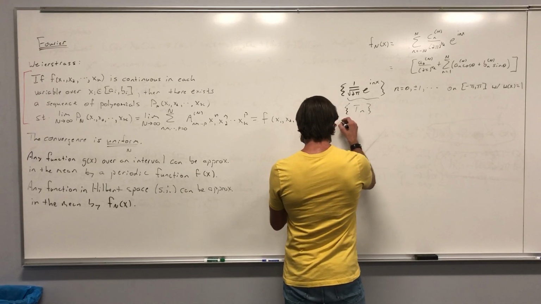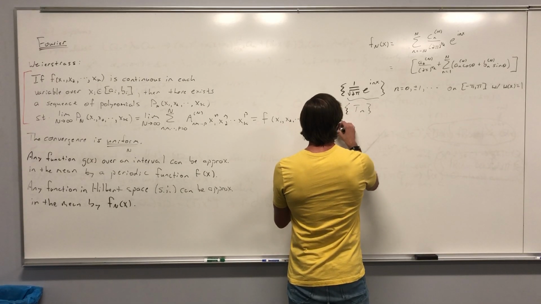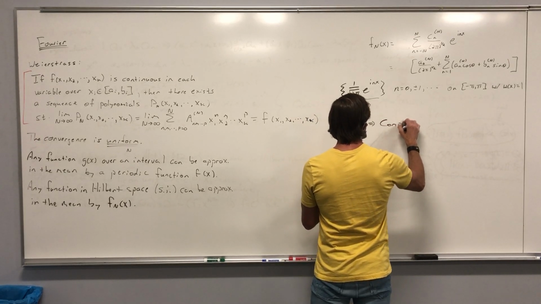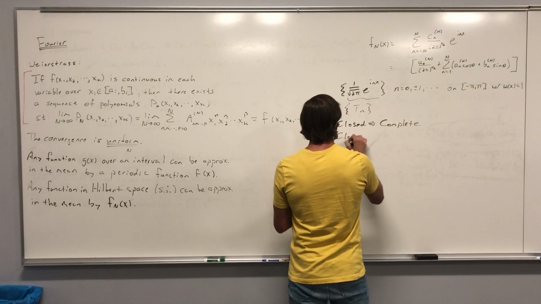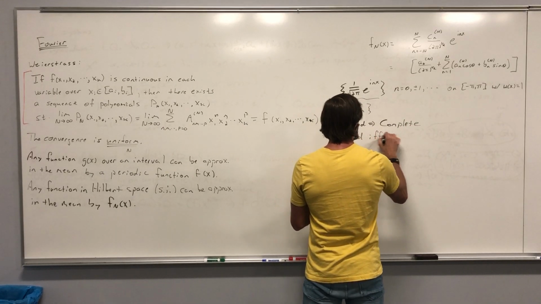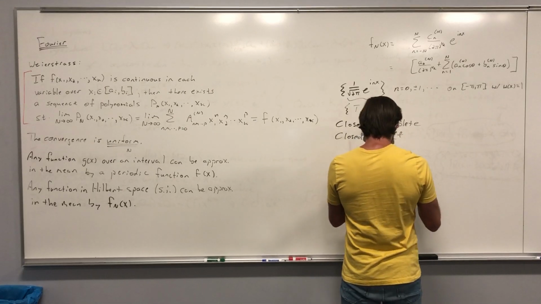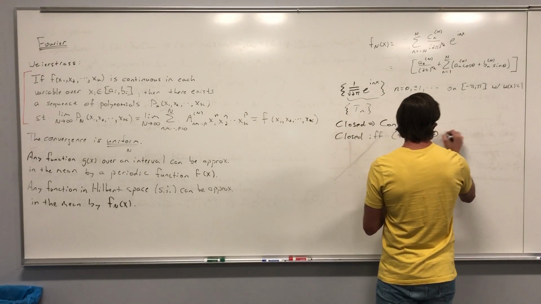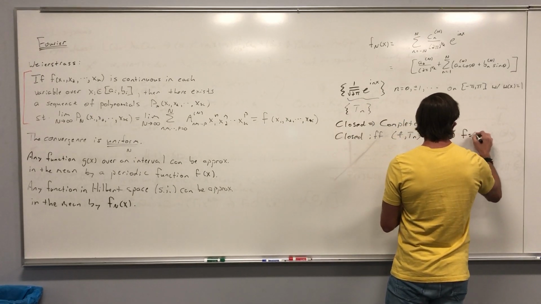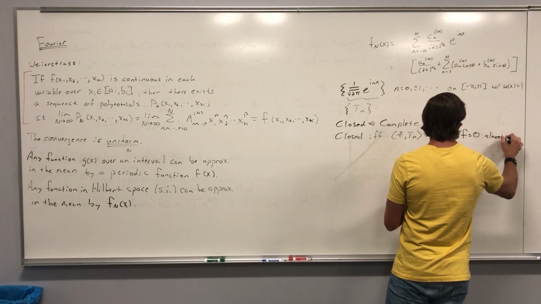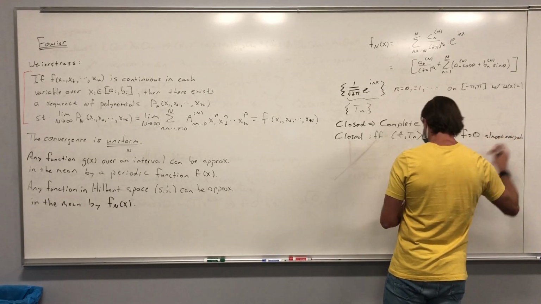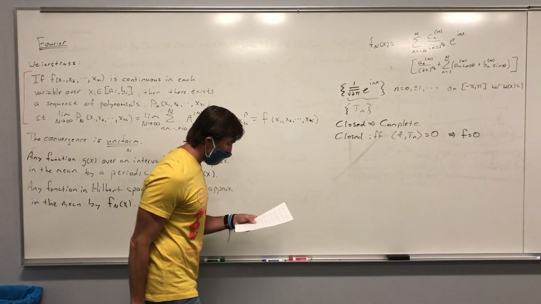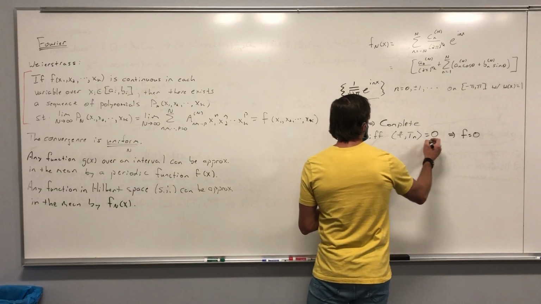Closed implies complete. Closed if a function inner producted with any of the Tn's equals 0 implies that f equals 0 almost everywhere, which I'm just going to say f equals 0, and then almost everywhere will always come along for the ride, for all n.